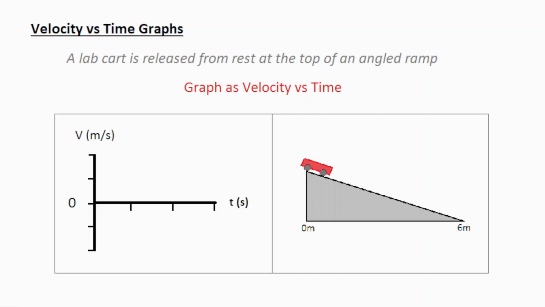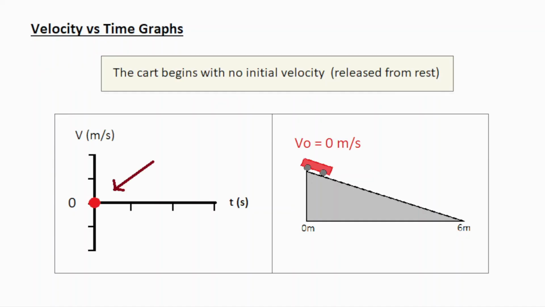Next, let's look at velocity versus time graphs for accelerated motion. We're back to analyzing the cart released from rest at the position of 0, and it speeds up towards a position of 6. In graphing velocity versus time, this cart would start with a velocity of 0, being that it was released from rest, so the first data point is at the origin.